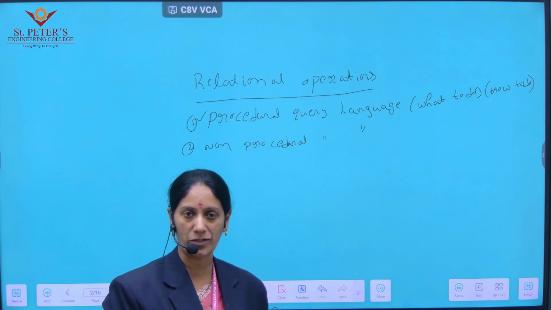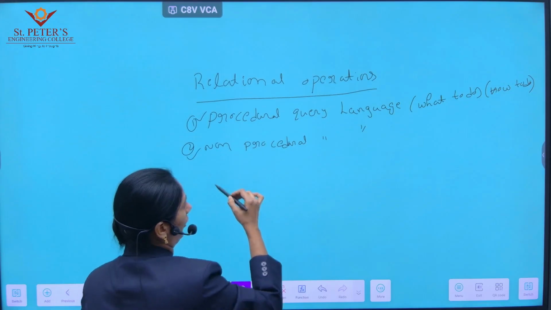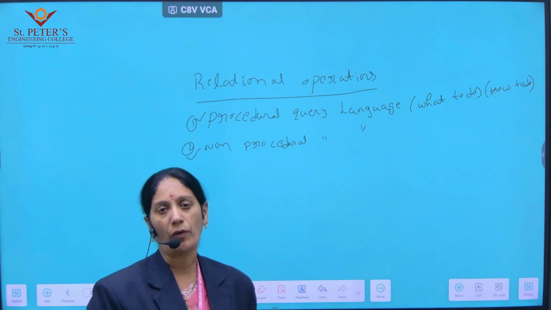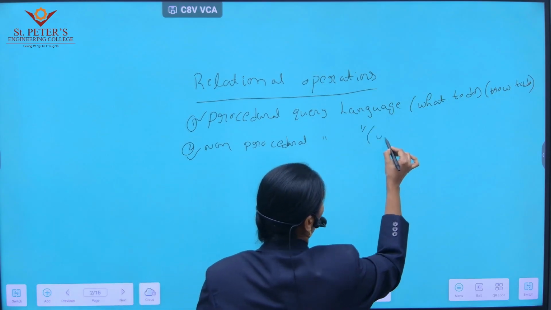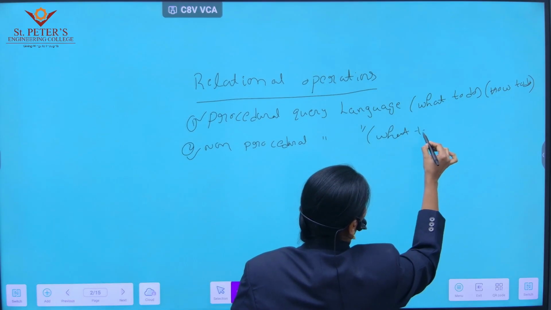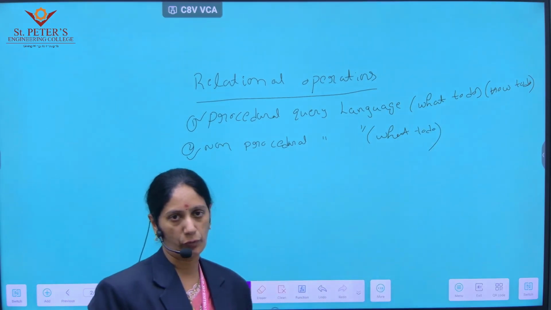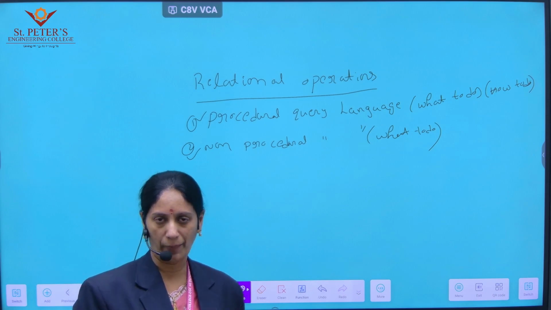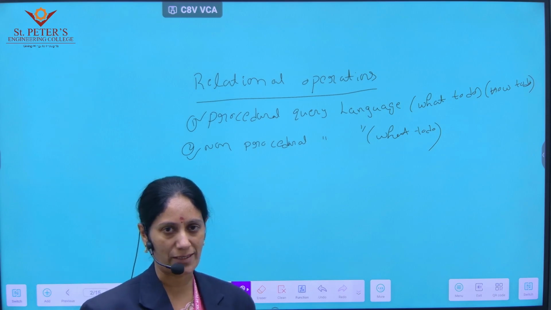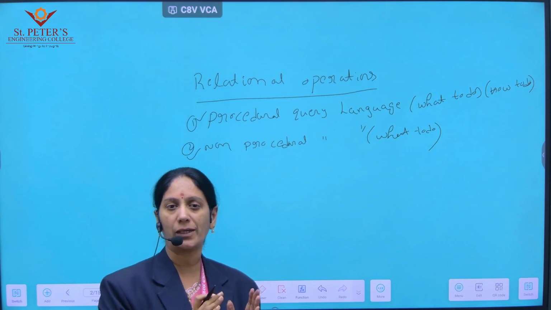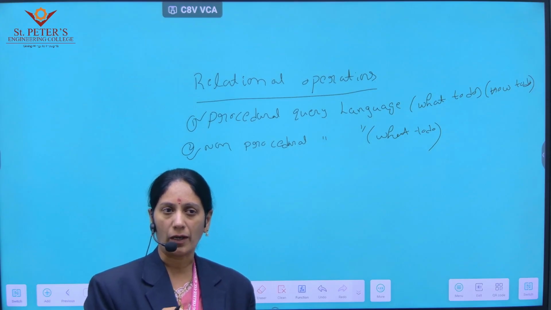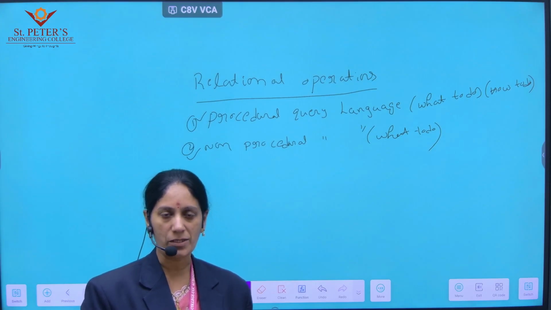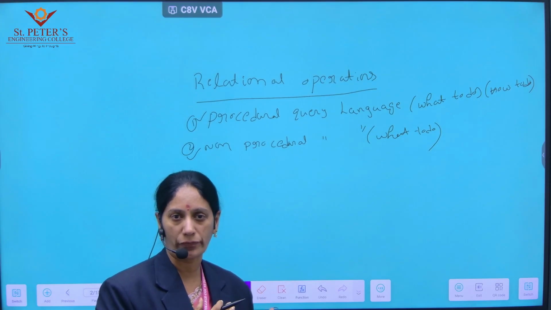Then go for the next one, non-procedural query language. Non-procedural query language is simply what to do. There is nothing like how to do. That's it. Clear? Okay, DBMS, database management system. The main purpose of the database management system is to create the database, insert into the database, and manipulate the database using different types of software tools.